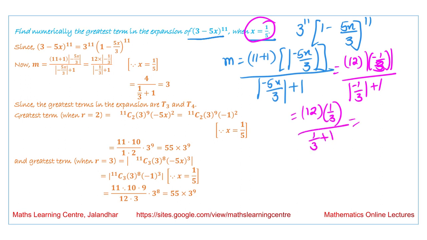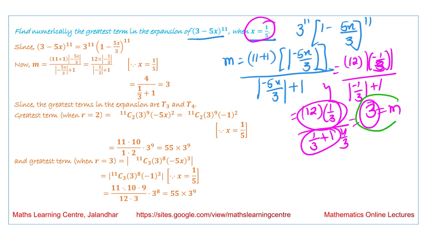So this value will become 4, and this will be 4/3, so the answer we obtain is 3. This is the value of m that we have. We are saying the value of m is an integer, it belongs to the natural numbers. So we have two values corresponding to which we have the greatest value, T3 and T4.